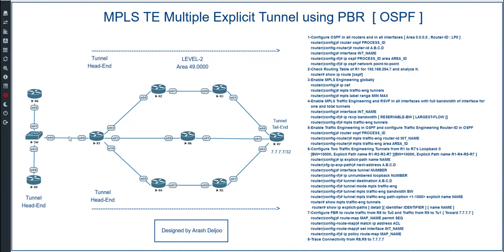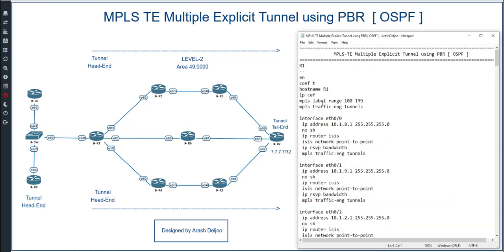Okay, we can start the configuration of the MPLS TE multiple explicit tunnels using PBR, or policy-based routing. Here we have the scenario we saw in the previous video with a little change in the link between R1, R8, and R9, but the other side of the scenario is exactly the same as the previous scenario. We only need to change the protocol from IS-IS to OSPF. Let me use the notepad file of the previous scenario for easier and also faster configuration. First, we configure the IP addressing, the OSPF configuration, and also the MPLS traffic engineering configuration.